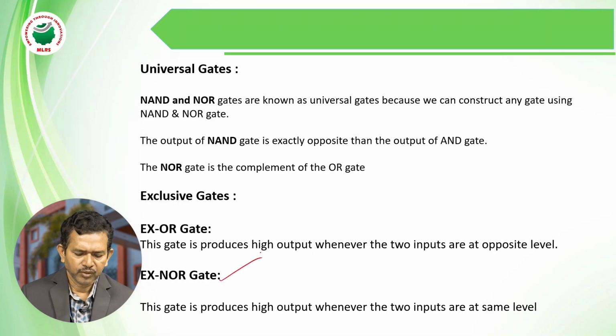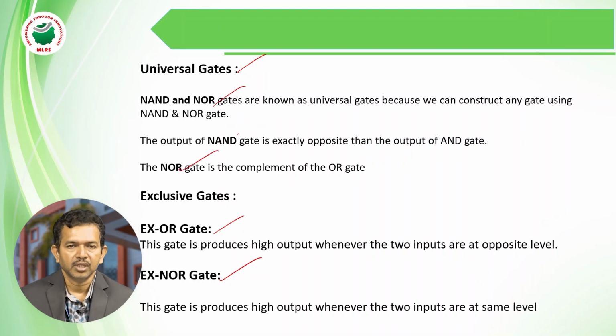So in this way we construct the exclusive gates, XOR and XNOR. And among the universal gates, we consider the NAND gate and the NOR gate. The NAND gate is exactly opposite to the AND gate, and the NOR gate is exactly opposite to the OR gate.